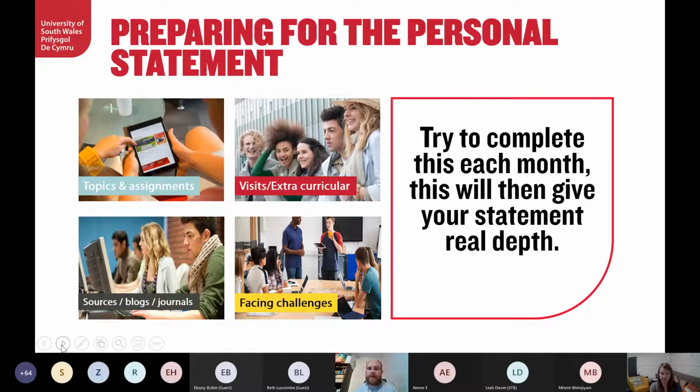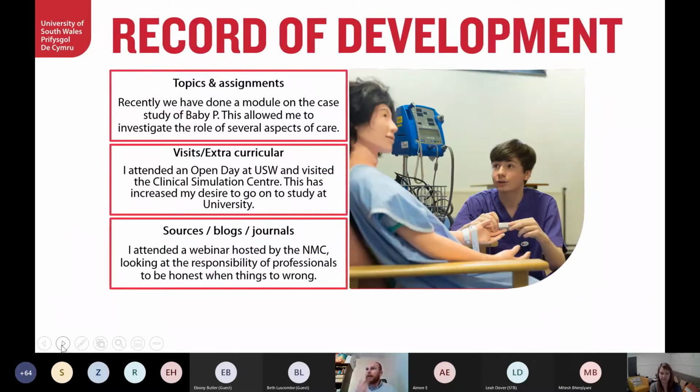So to give you a little bit of an idea of what this might look like, in terms of topics and assignments, you might have done the case of baby P, for example, and this maybe looked at different aspects of the care system. You might have attended an open day during that month as well, and you might have looked at the clinical simulation centre, and that's gone on to increase your desire to go to university, or you might want to look at a course that has some similar facilities, for example. You might have been on the NMC website, and you might have looked at the responsibility of professionals and their accountability when things go wrong, and that might be something that's linked into your topic as well. But by doing this regularly, you'll get more specific examples, and that will strengthen your statement.